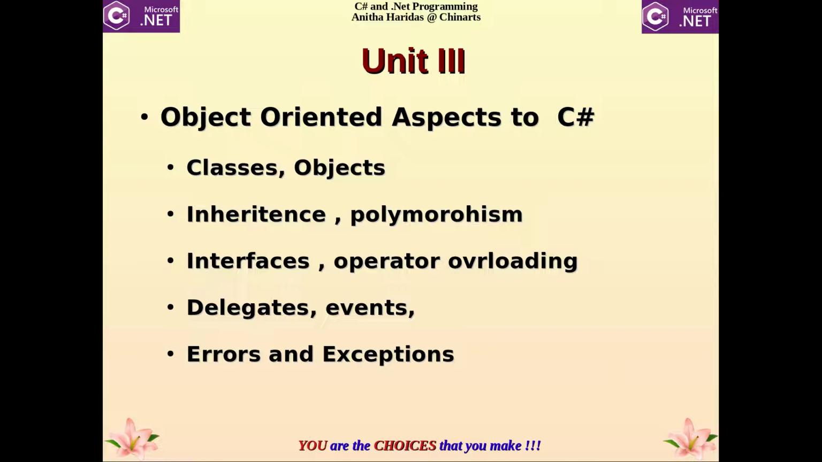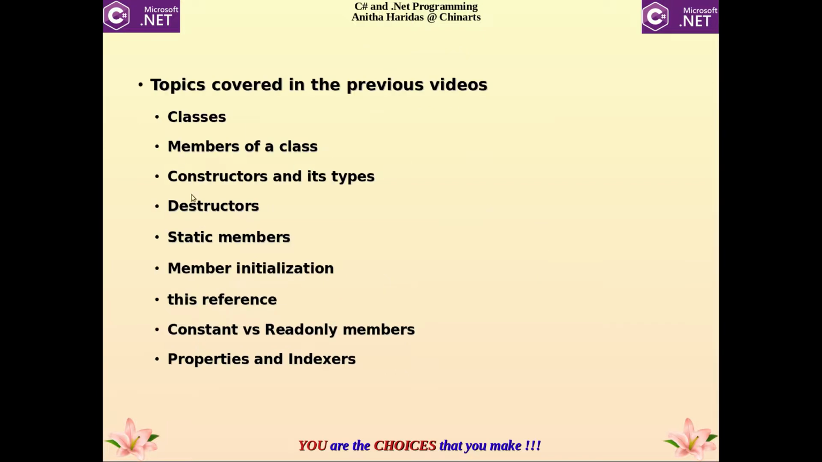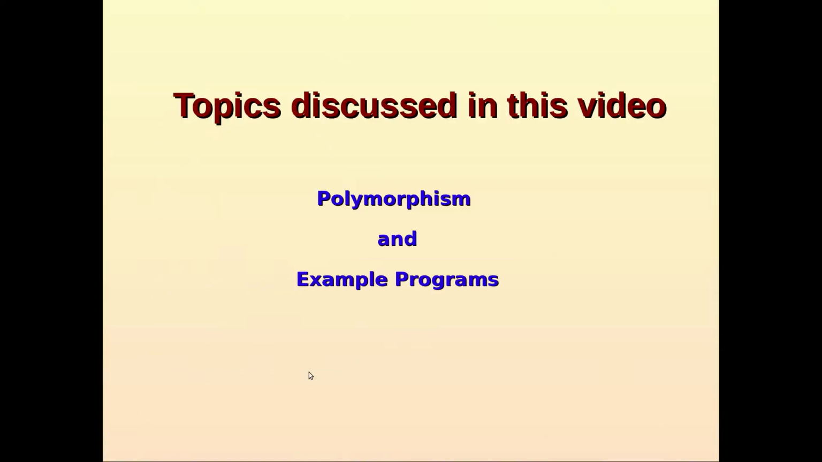We are currently discussing Module 3 in the C# and .NET programming course. It deals with the object-oriented aspects of C#. These are the topics covered in Module 3, out of which in our previous videos we have covered classes, members, etc., up to properties and indexers. Today in this video we will be talking about what polymorphism is, and some example programs will also be discussed.